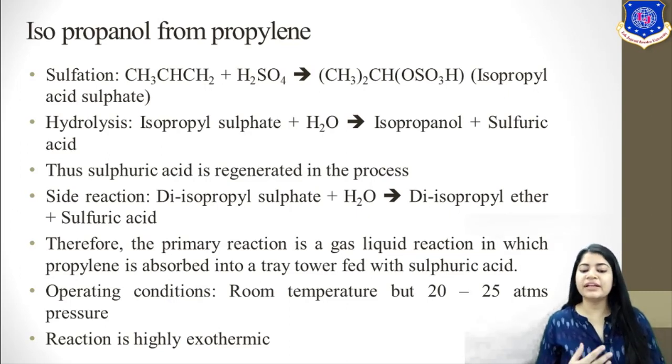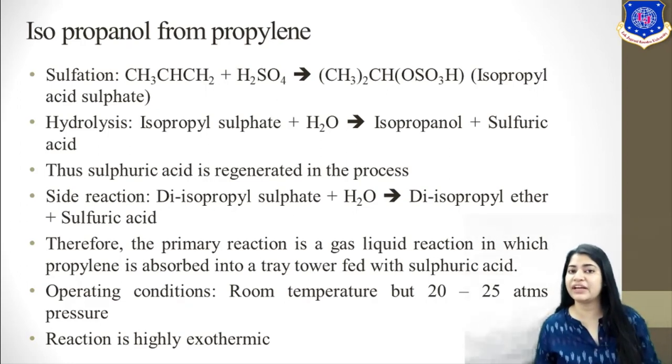Now the primary reaction is a gas liquid reaction, in which propylene is absorbed into a tray tower fed with sulfuric acid. So it is a gas liquid reaction. Now the operating condition is: your temperature is room temperature, but the pressure is 20 to 25 atm. High pressure is there. The reaction is extremely exothermic in nature.